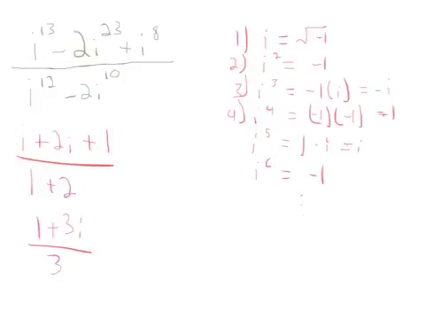So my final answer, if I write it in the correct form, a plus bi, I need to make sure I separate the fraction. So I'm going to get 1 over 3 plus 3 over 3 i, which would be 1i. So you have 1/3 plus 1i, or just i. That's your final answer.